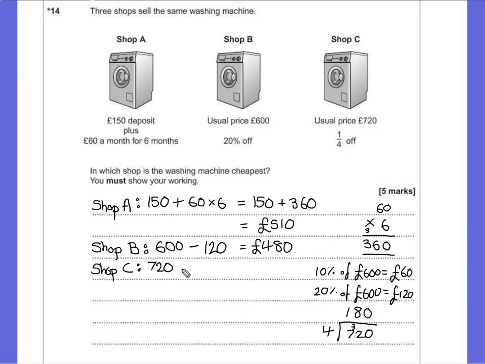So 720 subtract £180. If you can't do this one on the top of your head, just feel free to use the space provided to do a quick subtraction. 720 subtract 180. 0 take away 0 is 0. 2 take away 8 can't be done, so we're going to have to borrow from the hundreds column, pull that across. So we have 12 take away 8, which is 4, 6 take away 1, which is 5, leaving a cost of £540.